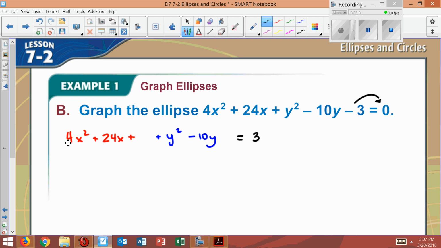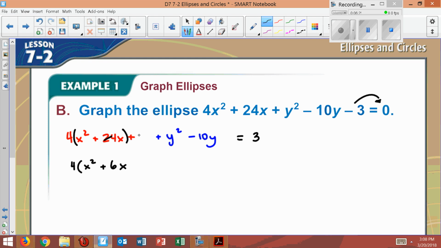Next thing is you have to factor out anything if there's a number in front of the squared. Now here's what's different. I'm not going to divide everything by 4, because if I did, it'll mess this up. So all I'm going to factor out is within its own grouping. So I will factor out the 4 from there, which means this value is going to change. So this actually becomes 4 with an x squared plus 24 divided by 4 is now 6x.